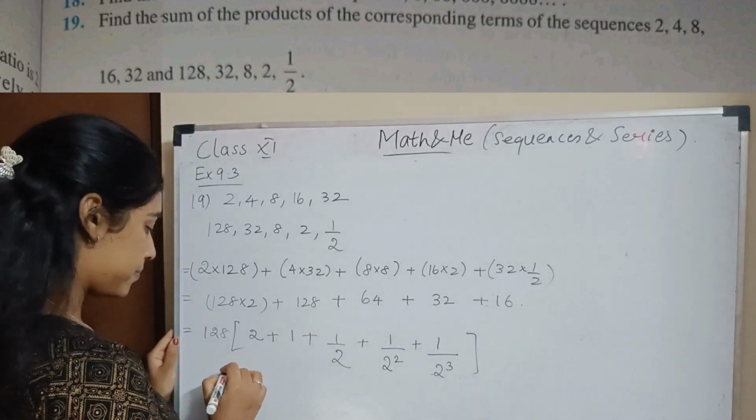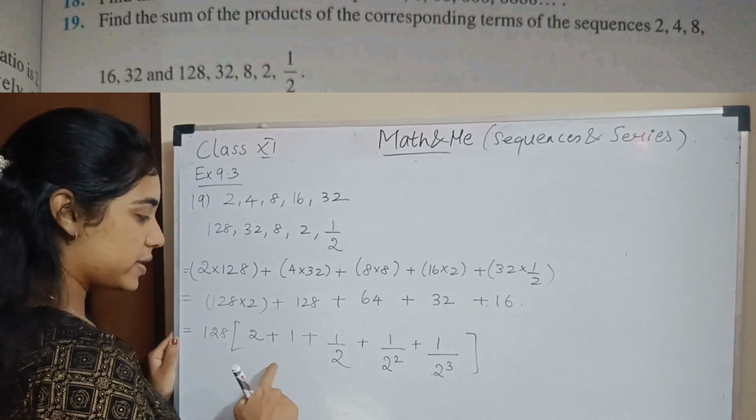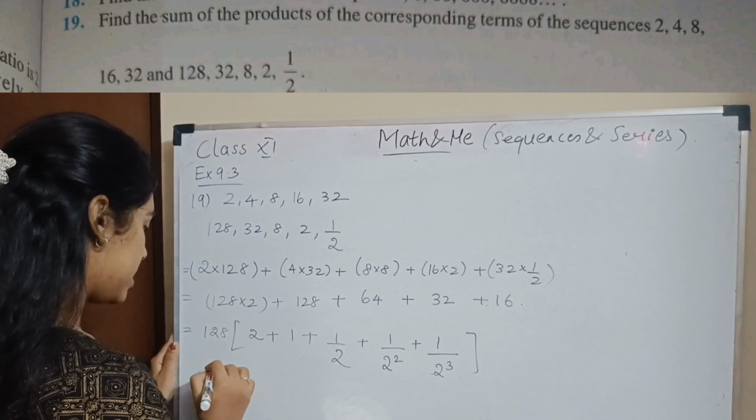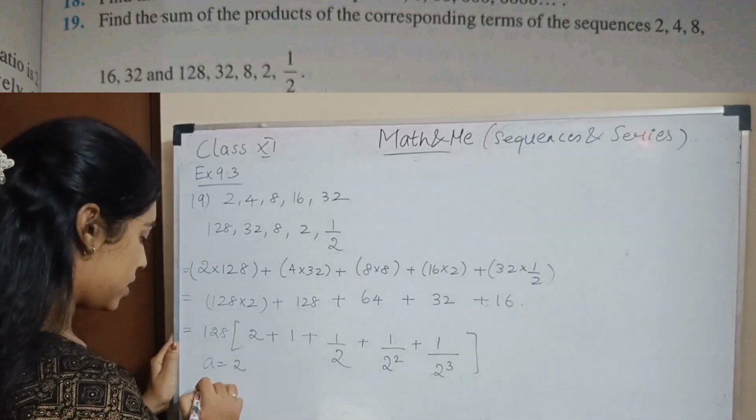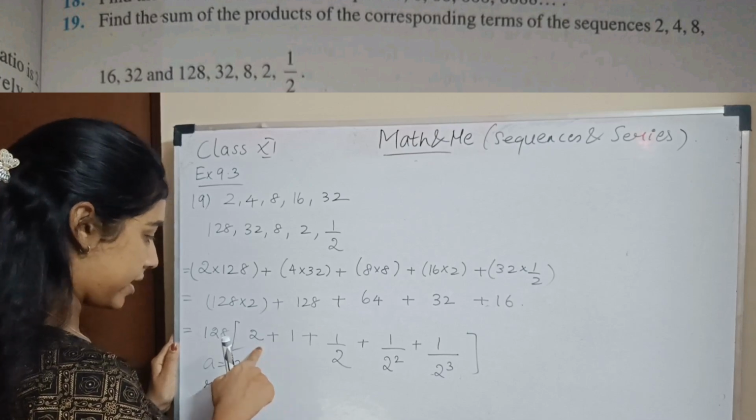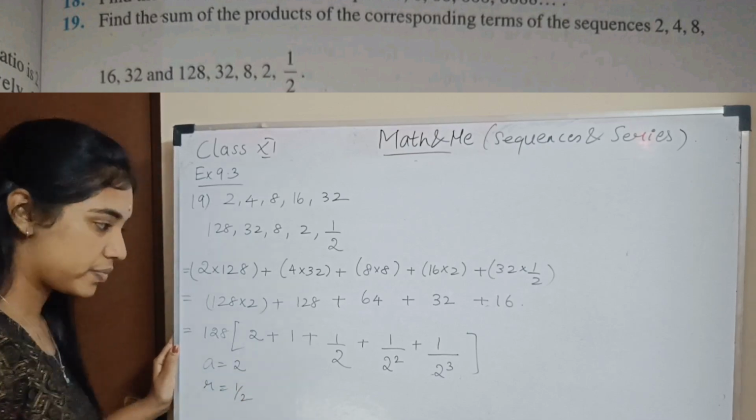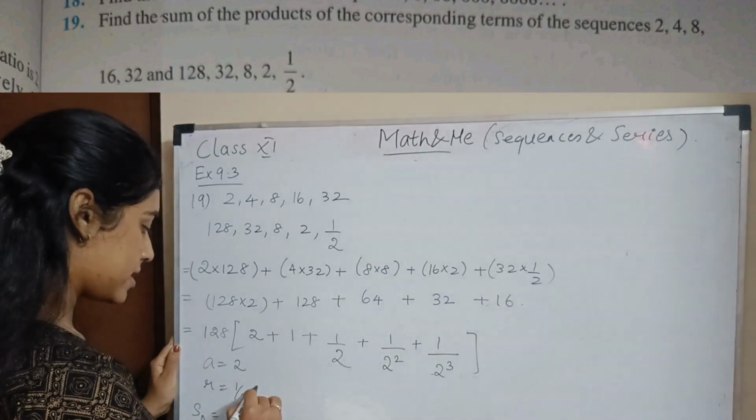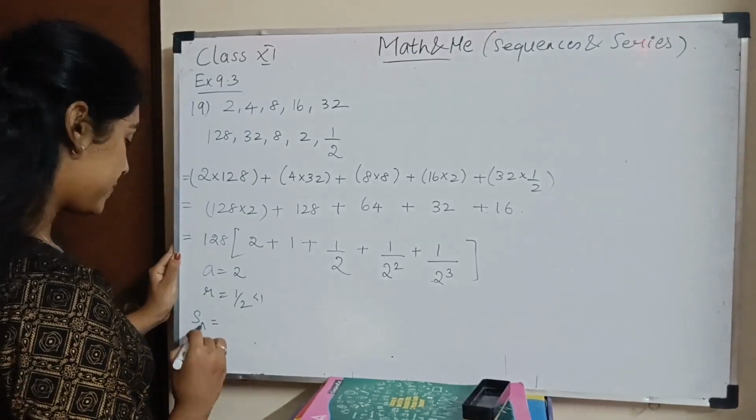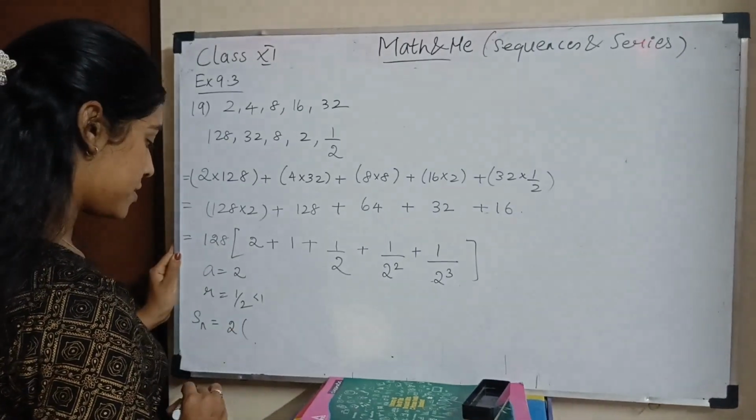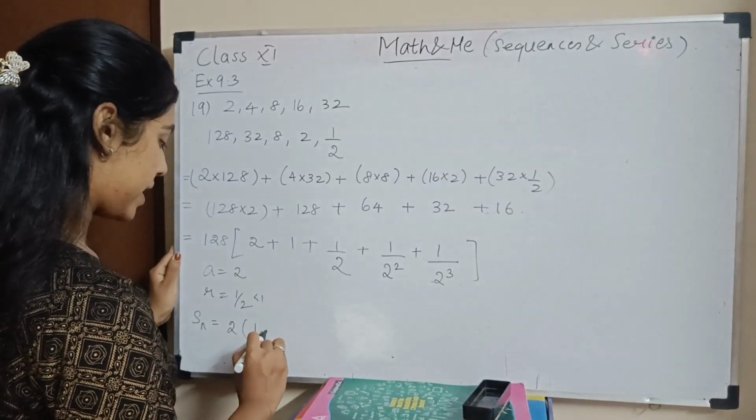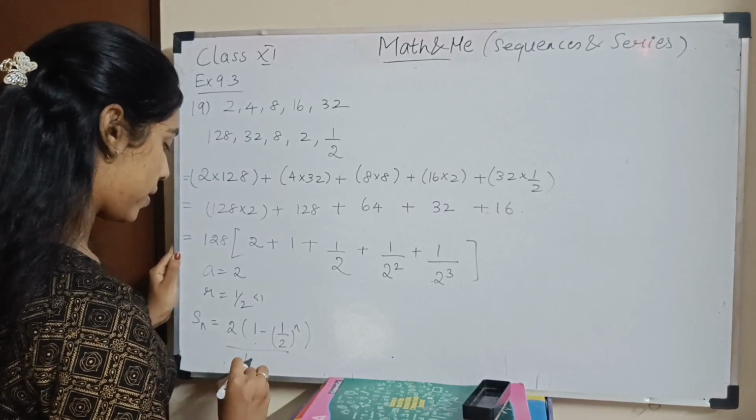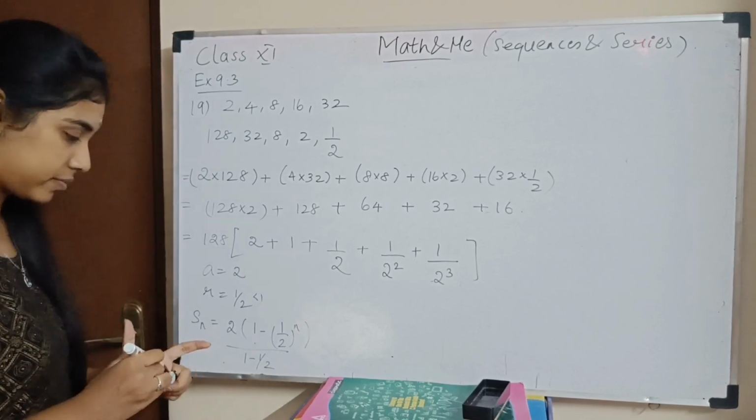So what is my A? Leave aside 128. We'll first solve this and then multiply it with 128. So what is my A? My A is 2. What is my R? 1 divided by 2, which is 1 by 2. So what is my sum? Sn equals, this is less than 1, so what formula am I going to use? Sn equals A times 1 minus R to the n divided by 1 minus R.